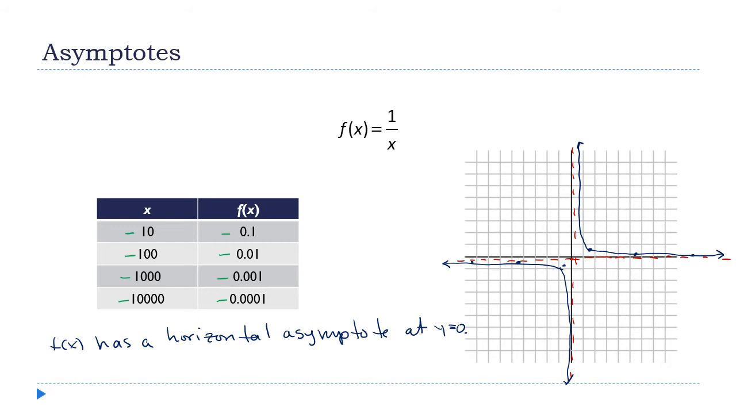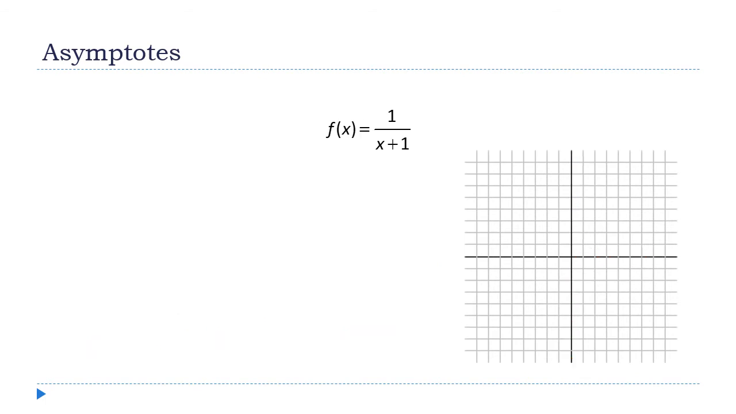Now, hopefully you have an idea what I mean by a vertical asymptote and what I mean by a horizontal asymptote. So the next thing we need to consider is how can we generalize this. If I give you some arbitrary or random rational function, how can you tell me where the asymptotes are? Okay, well, let's take a look at this.